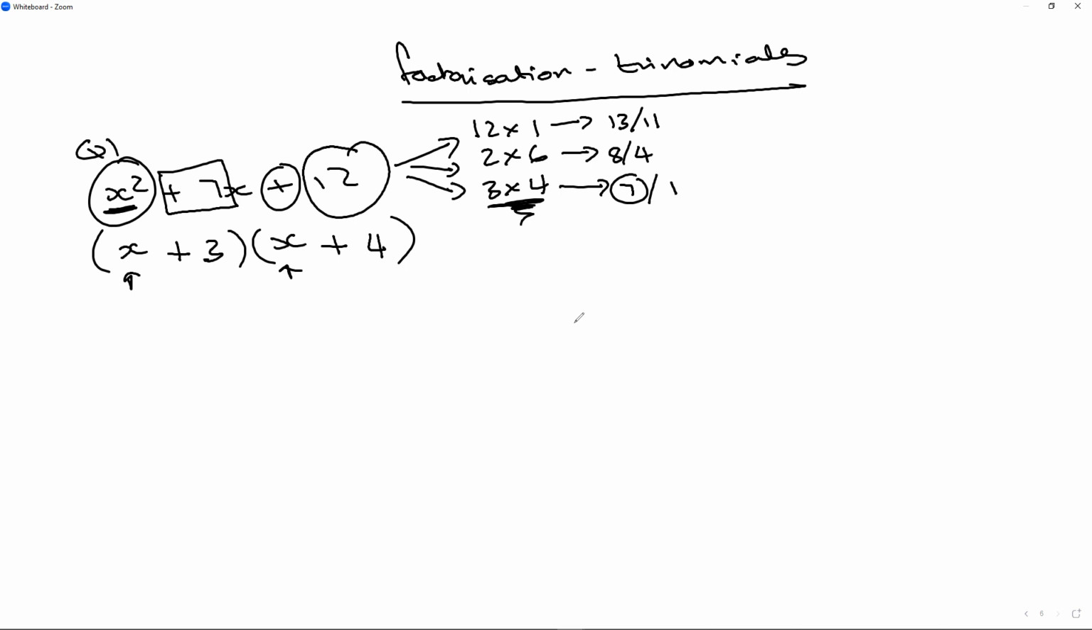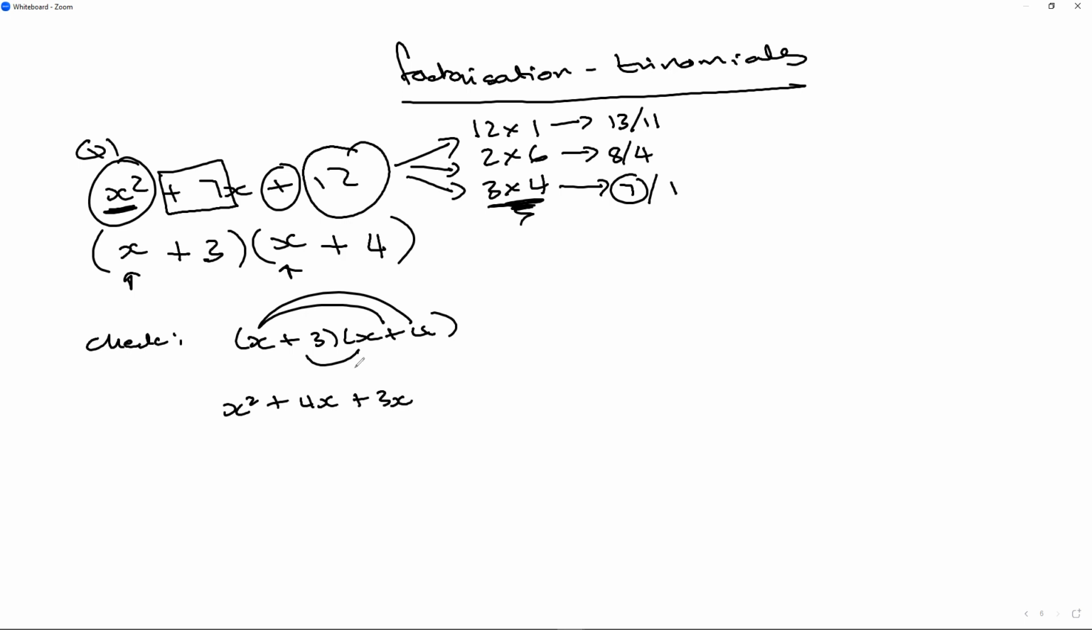I factorize it. I can do a quick check to see if I'm correct. So I write it out, and I multiply it out, I can get x squared plus 4x plus 3x plus 12. And 4x plus 3x is 7x. So yep, it works. Gets me back to my question.